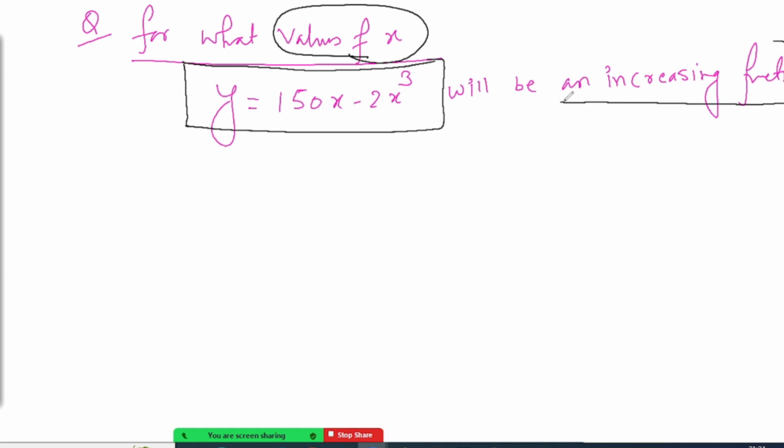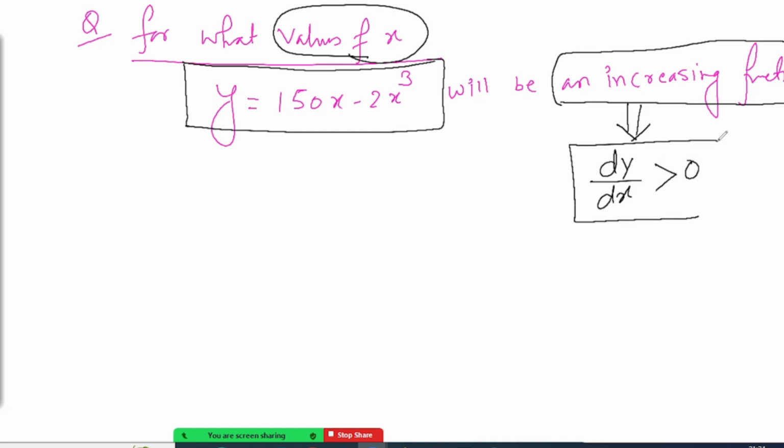First of all, we should have an idea what is the condition for an increasing function. So dy by dx should be greater than 0. Very good. Your dy upon dx should be greater than 0. It should not be equal to 0. It should be greater than or equal to.